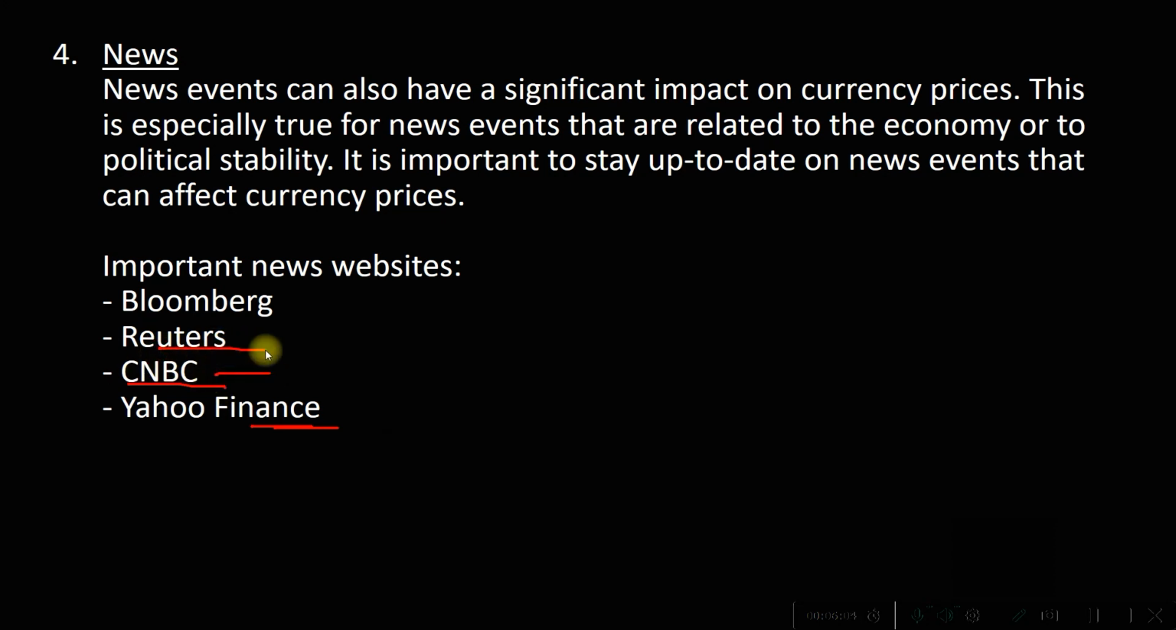Reuters, good for worldwide news about geopolitics. Bloomberg, good for economic news in the Eurozone. Eurozone, UK, Bloomberg. These are the main ones I use and I think are very important. Let's go to the next one.